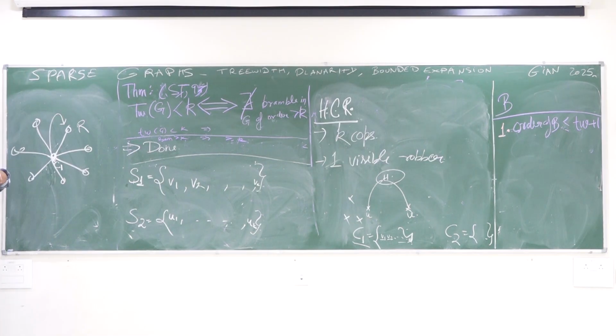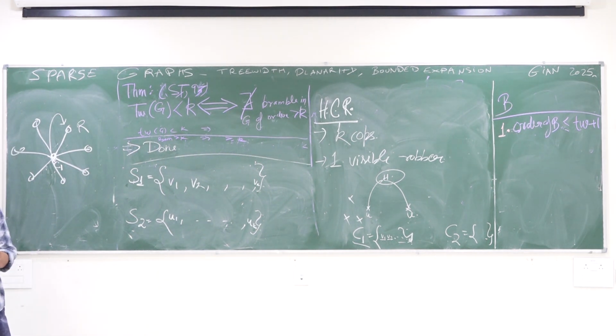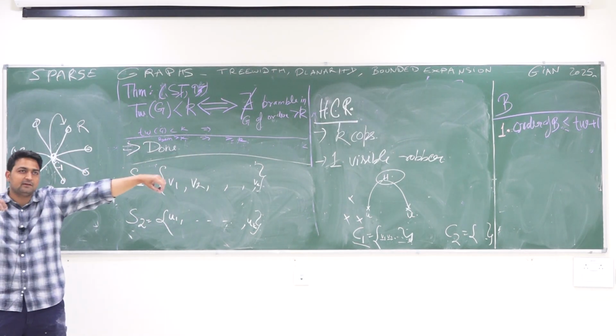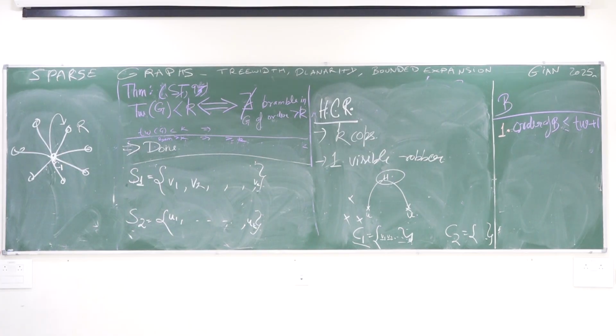The robber moves in the graph. So that means the robber can move anywhere, through the vertices, but cannot run through a cop. It has infinite speed. It can take any path that does not contain any cops. There should not be any cop.